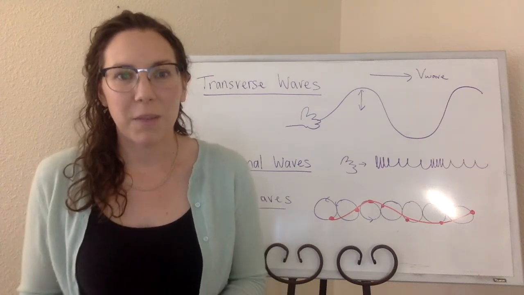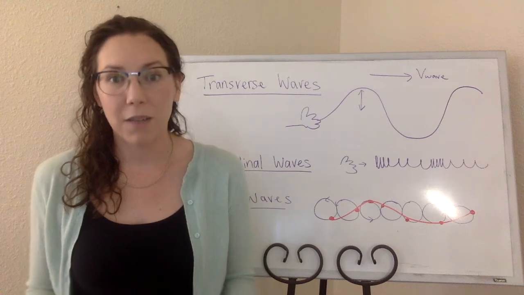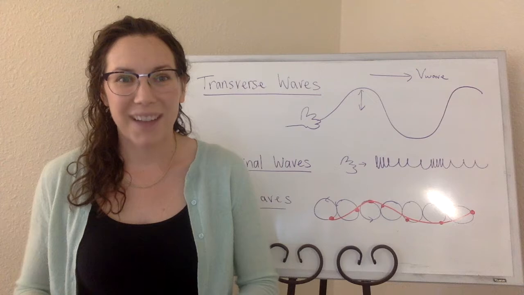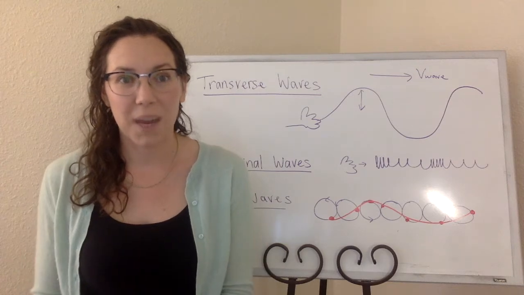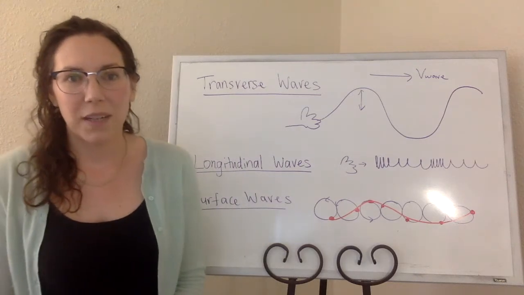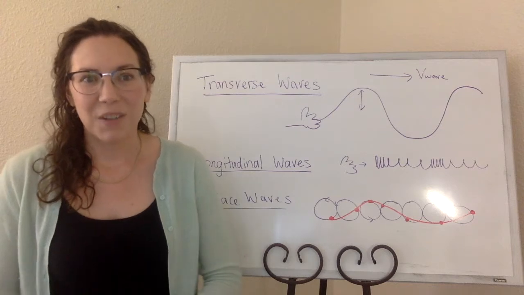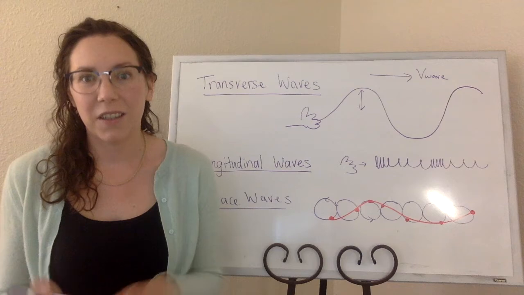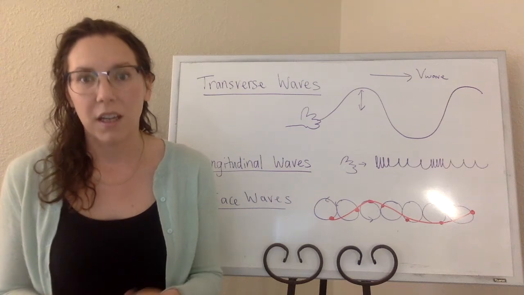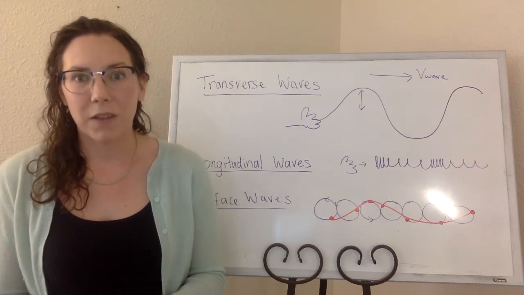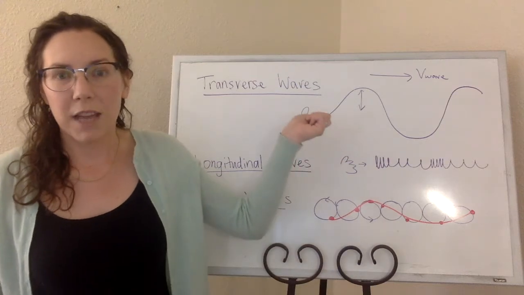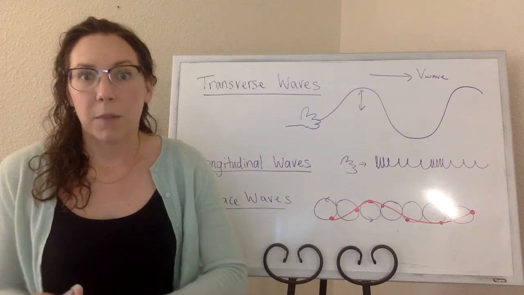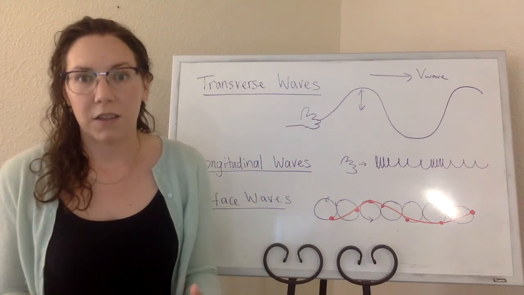Mechanical waves can further be classified by the direction of the motion of particles in the medium with respect to the direction of propagation of the wave. So the first category is transverse waves. In transverse waves, the particles in the medium move perpendicular to the direction of wave propagation. An example here is a wave on a string. If you were to move the end of the string up and down, it would send a wave in that perpendicular direction along the string.